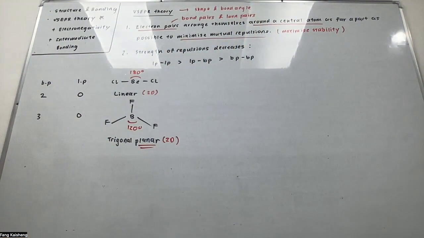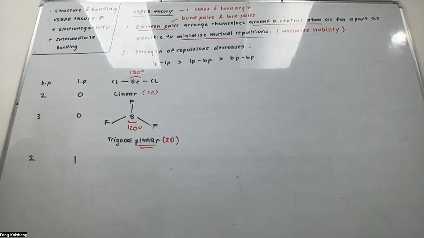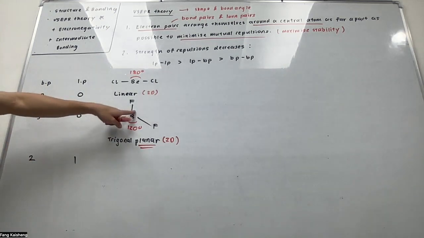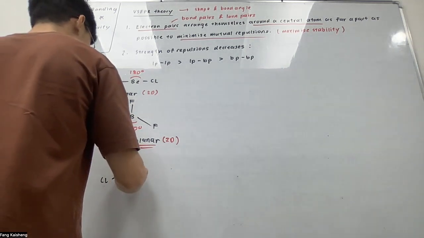I think this one should be fine, right? But now things are going to get a bit different. I'm going to introduce a lone pair. So instead of 3 bond pairs and 0 lone pairs, I'm going to make it 2 and 1. Notice what I'm going to do here. I'm going to replace the top bond pair with a lone pair. So let's answer this question along the way.